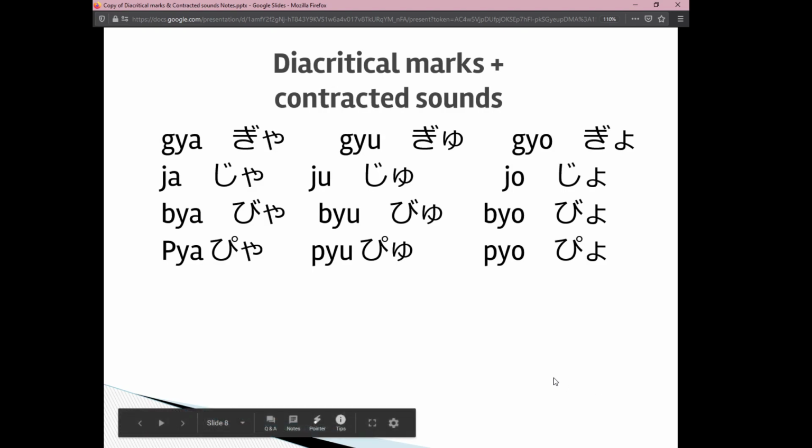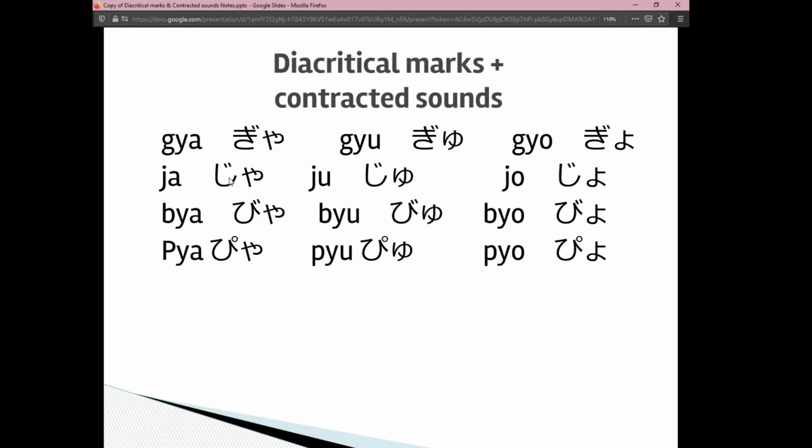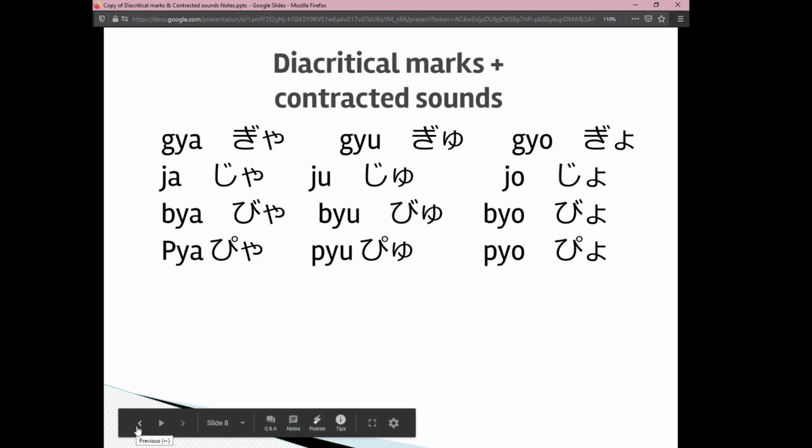Important thing to note here is that if you happen to use these with the character shi or ji, if you're using the diacritical mark, notice that it doesn't take the y along for the ride. So I'm not saying shya, I'm just saying sha. I'm not saying jiyu, I'm saying ju.